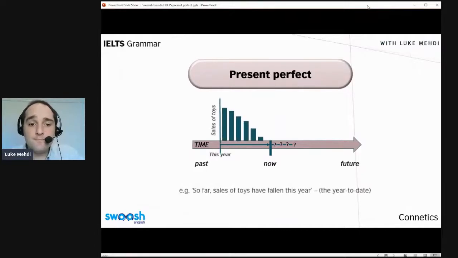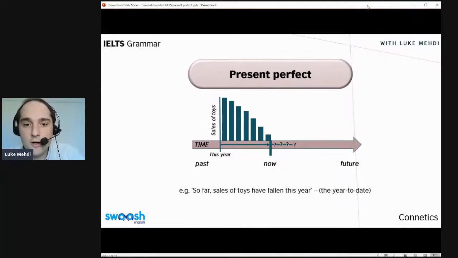Another example, you might use this in a writing task 1. For example, if you have a line graph that continues to the present, you would say, so far sales of toys have fallen this year. That means the year to today. And there we can see on this small bar chart here how that chart would look. And again, this trend might continue into the future.